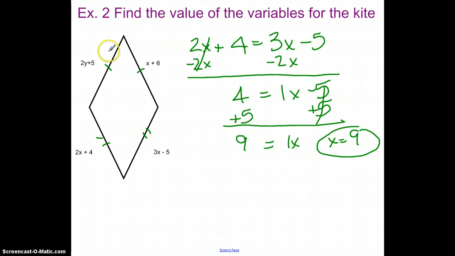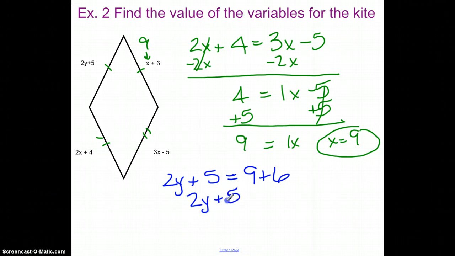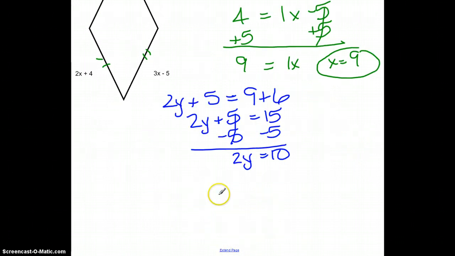Now our problem is when we go to solve these up here, we don't want to have two variables, but we do know that this x is worth 9. So I can actually plug that in. So if I go to do that, I can do 2y plus 5 equals 9 plus 6. So that means that 9 and 6 would be 15. I could subtract 5. So it's 2y equals 10. Then I'm going to divide by 2. And I get y equals 5.